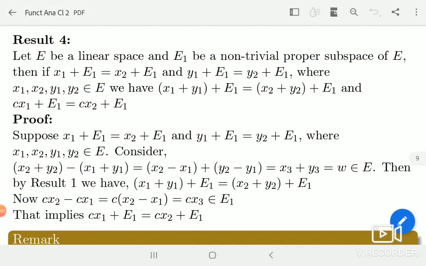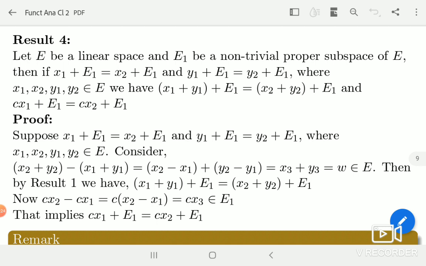Now we are going to result 4. Here in this result 4, what is happening? We are defining coset addition and scalar multiplication with cosets. So that is important. So let E be a linear space and E1 be a non-trivial proper subspace of E.